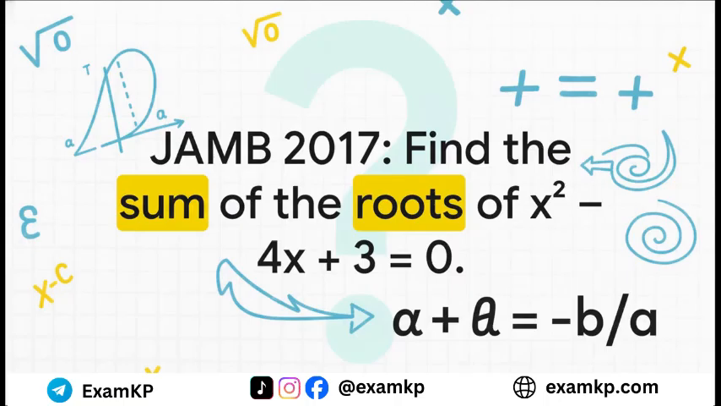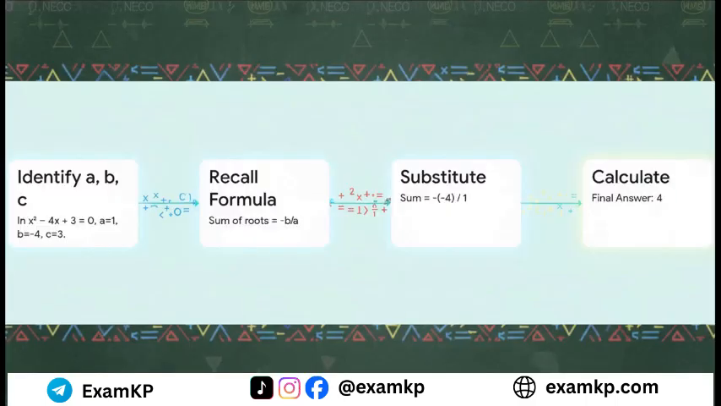Super direct. Find the sum of the roots of x squared minus 4x plus 3 equals 0. Notice they're not asking you to find the actual roots, just their sum. This is a classic JAMB speed question. So how do we do this in like 10 seconds? First, just identify your A, B, and C. In this equation, A is 1, B is -4, and C is 3.